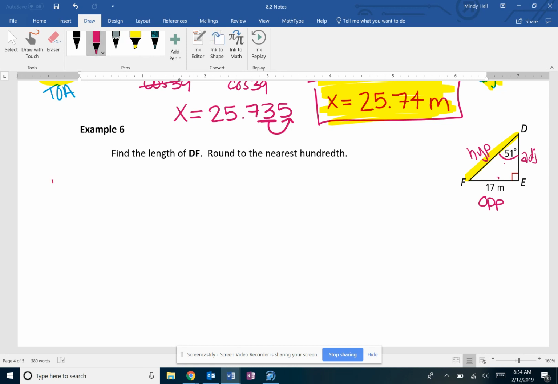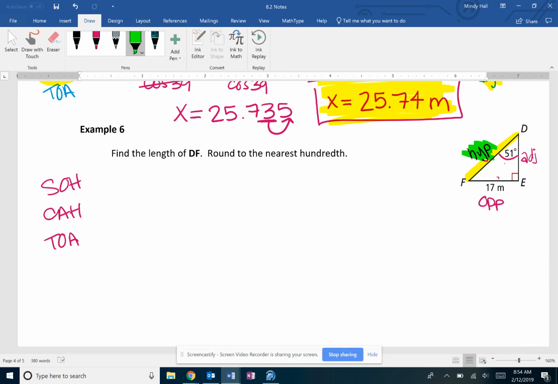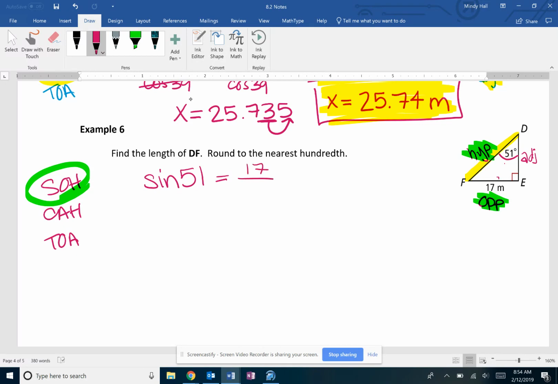So using SOHCAHTOA, again, I would highly recommend you write SOHCAHTOA every time, or write it at the top or something, so it's really easy to look at. Our unknown is our hypotenuse, so we know we have to include it. The only other measurement we have is the opposite, and the only thing that has opposite and hypotenuse is sine. So we are going to use the sine of 51 degrees is equal to opposite, 17, over hypotenuse. We don't know, so we just put x.